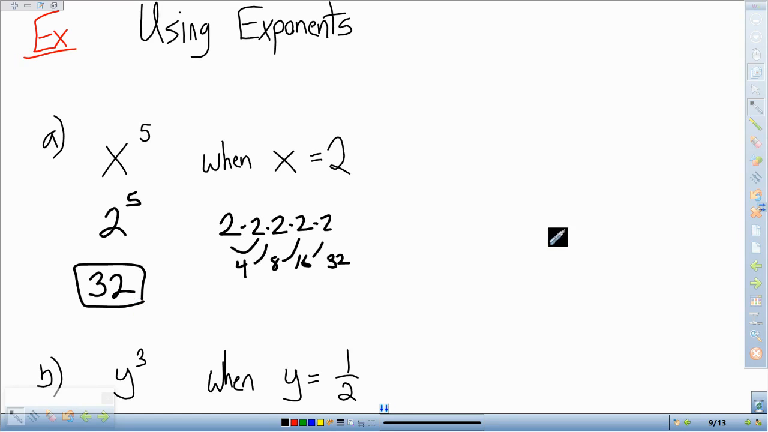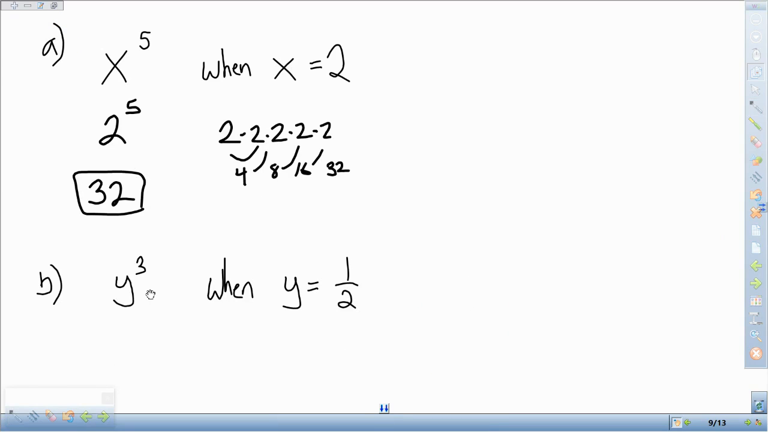Okay, moving down to this next one here. Looks like we have y to the power of 3, or y cubed, and they want us to plug in 1/2. Okay, let's try it out. So we got a 1/2. Here's the thing, this entire 1/2 is being cubed. I don't want to just write it like this, because this implies just this 1 is being cubed. The whole thing is, so we need to put parentheses around it.